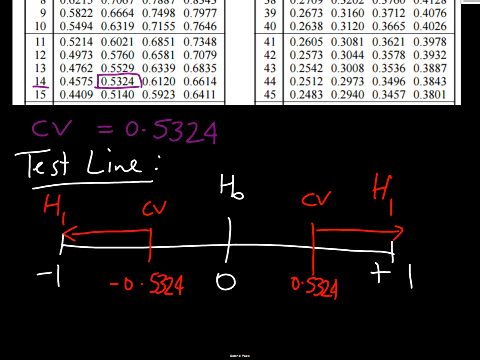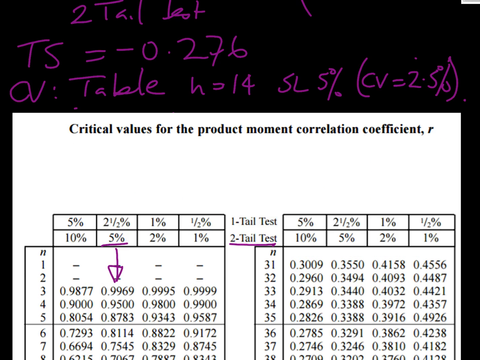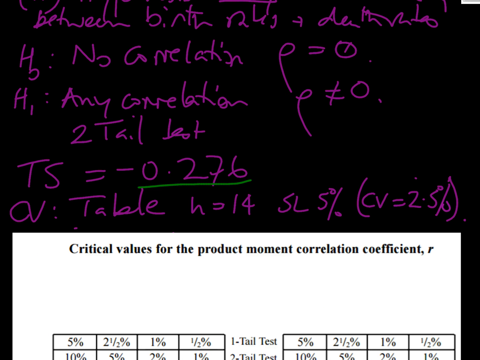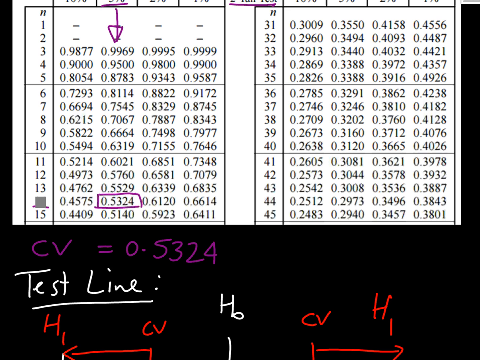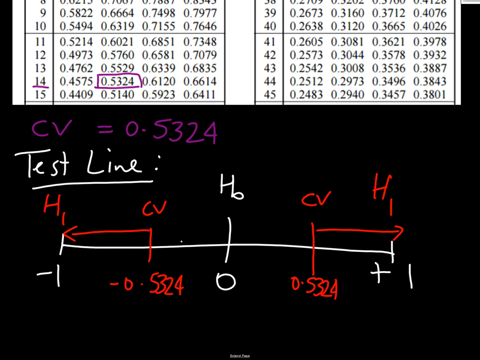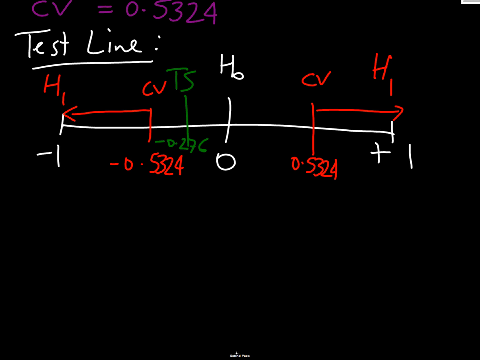Now, what was our test statistic? Let's go back and check what we created. That was our test statistic, minus 0.276. So let's position that on our number line, and here it is. That's going to be our test statistic, isn't it? Minus 0.276. And as we can see, that's not in our critical region.